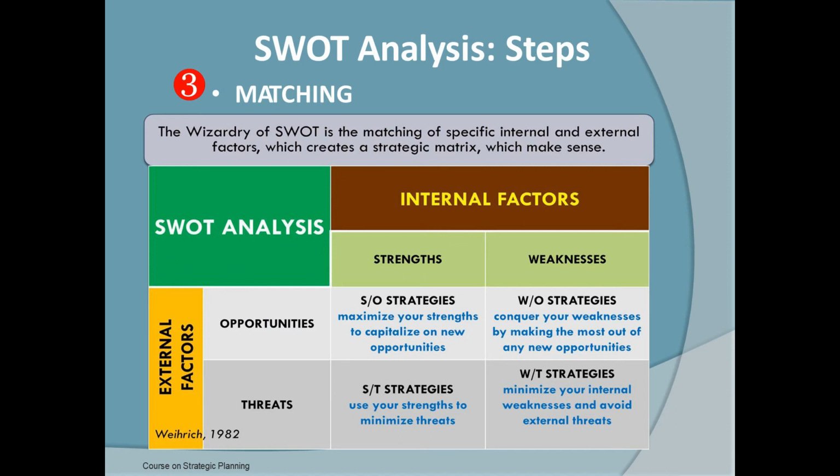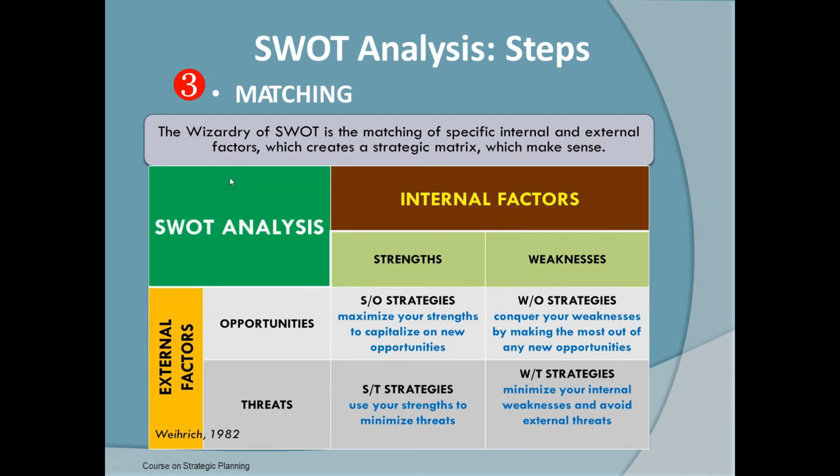We also have the strength-threat strategies. Use your strengths to minimize threats. And then we also have the weakness-threat strategies. We minimize your internal weaknesses and avoid external threats. So as a summary, what we are trying to address here are the negative attributes. So we use the positive attributes to address the negative attributes.